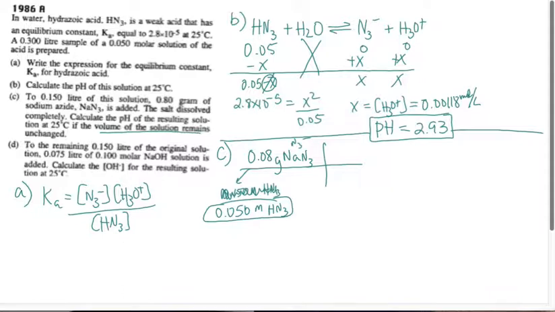So let's find the molar mass of this sucker. We have to do the molar mass of the whole thing, not just the N3 minus, because that's what we're weighing on the scale. Okay? So for every 1 mole of this, how many grams do we have?